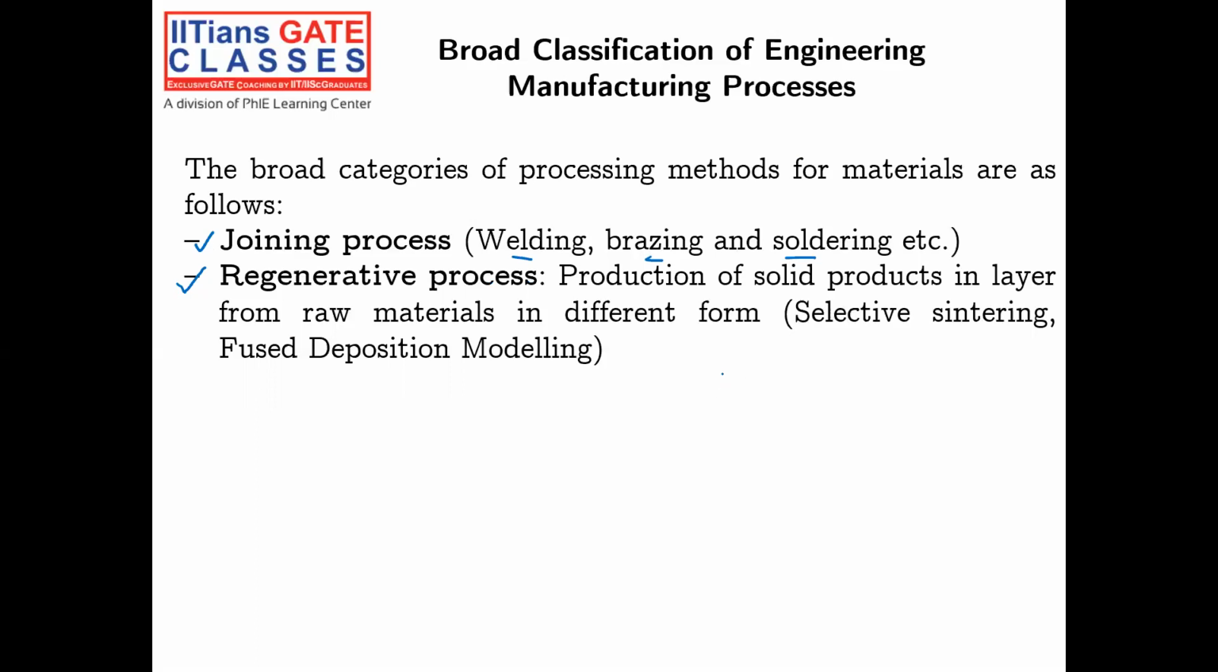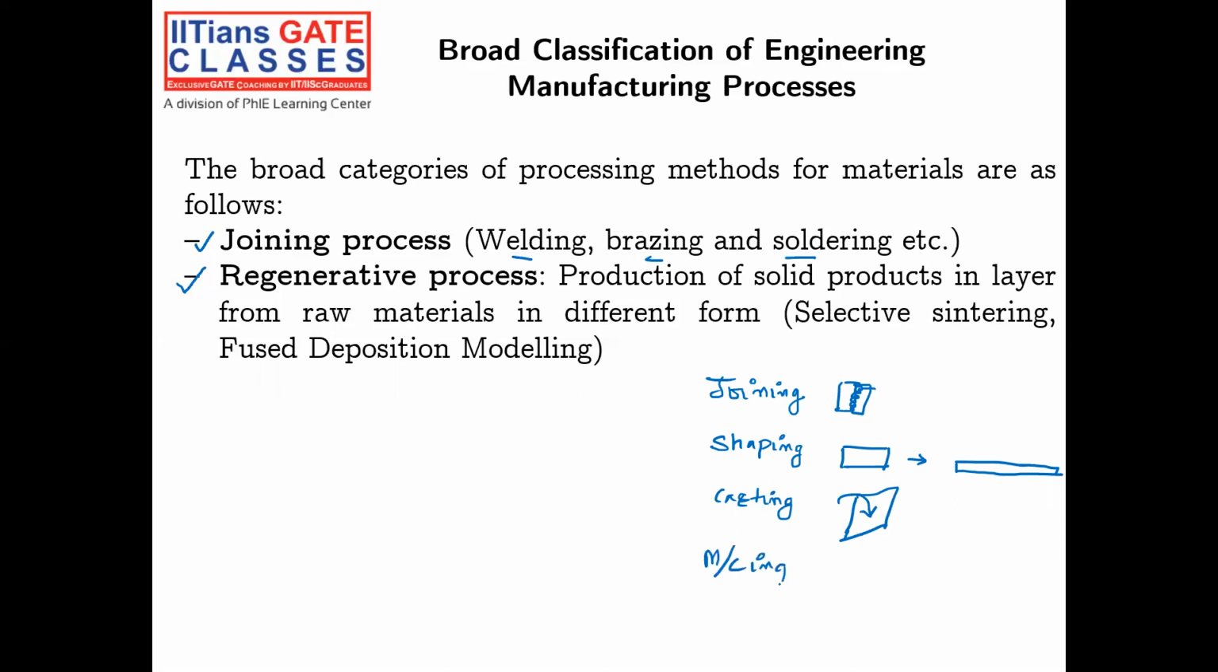We have joining process, like you are joining two materials using welding. By using shaping or forming, you take a material and convert it into a different shape. In casting, you convert a raw material, liquefy the material, and make it into some shape by pouring liquid metal. And machining is a subtractive manufacturing.